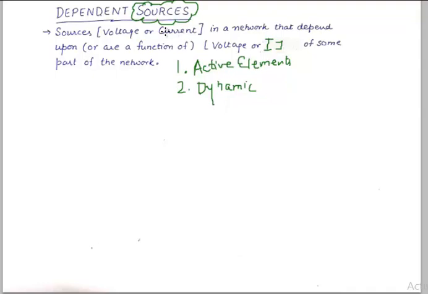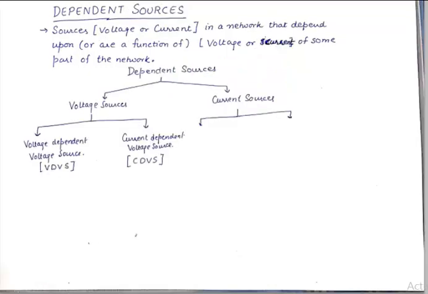When we talk about sources in a network, we know that there are two kinds of sources: voltage sources and current sources. So if we wish to study dependent sources also, these sources are again going to be classified into two categories: voltage sources and current sources. If a voltage source depends upon some voltage in the network, that will be termed as a voltage dependent voltage source, and if a voltage source depends upon some current in the network, it will be called as the current dependent voltage source.